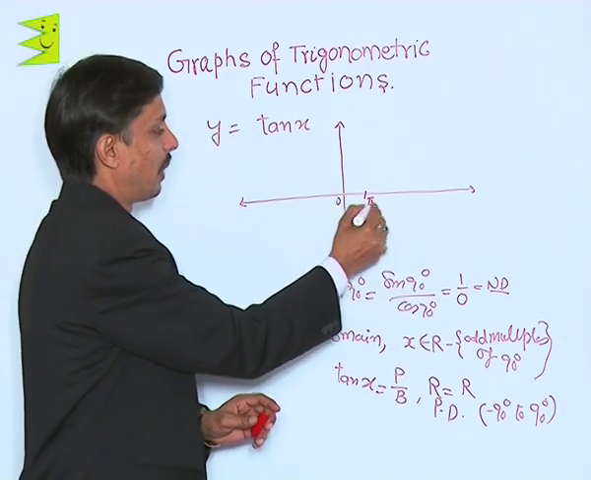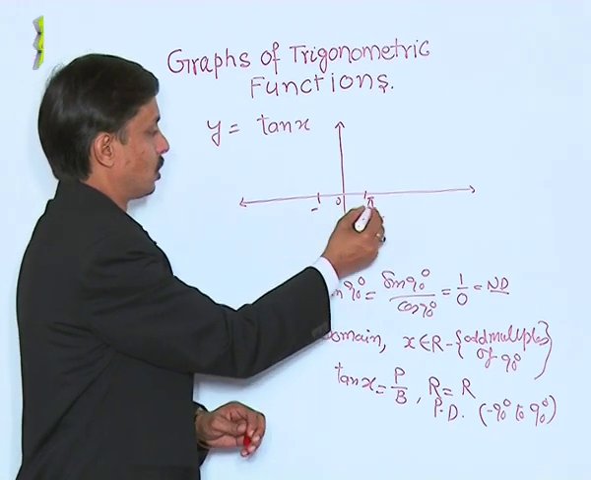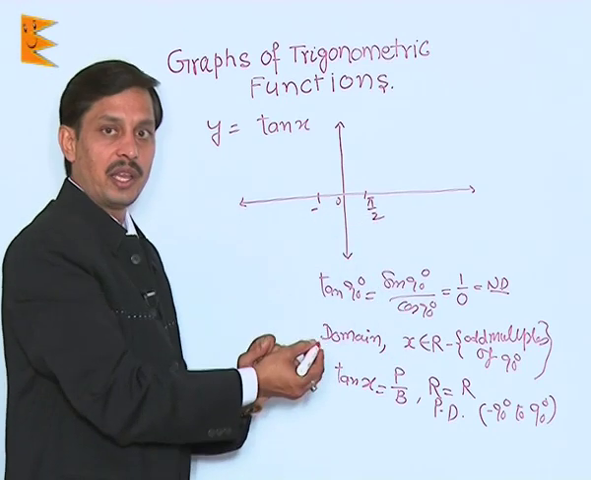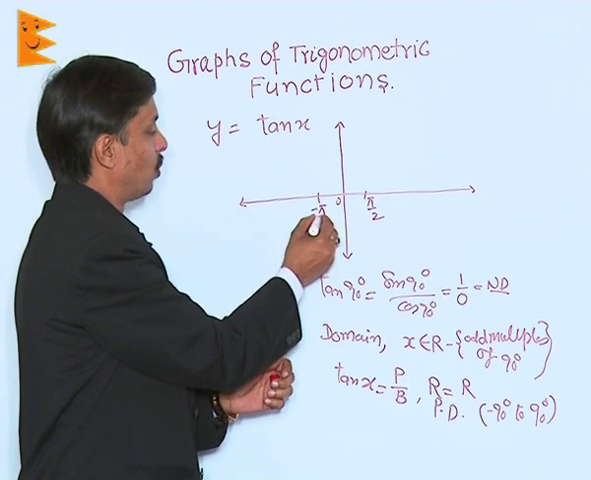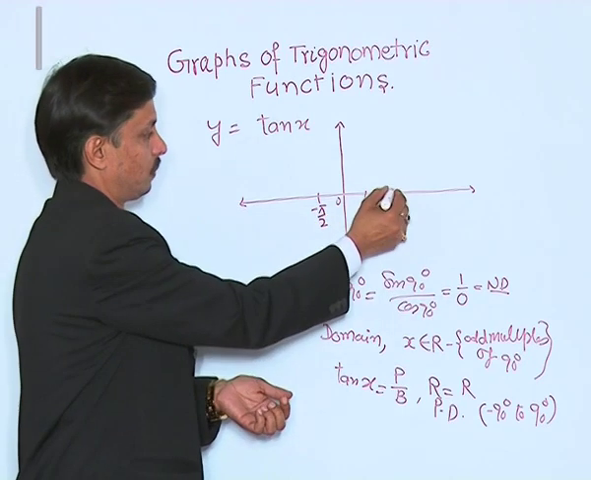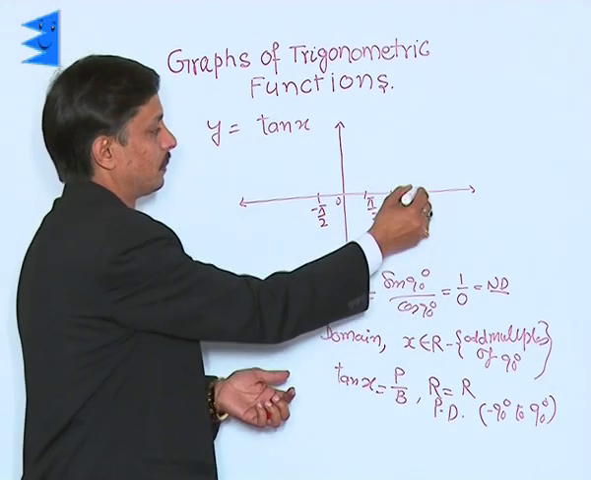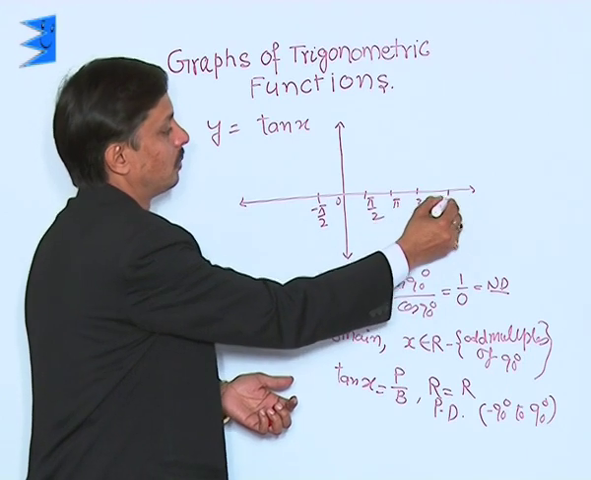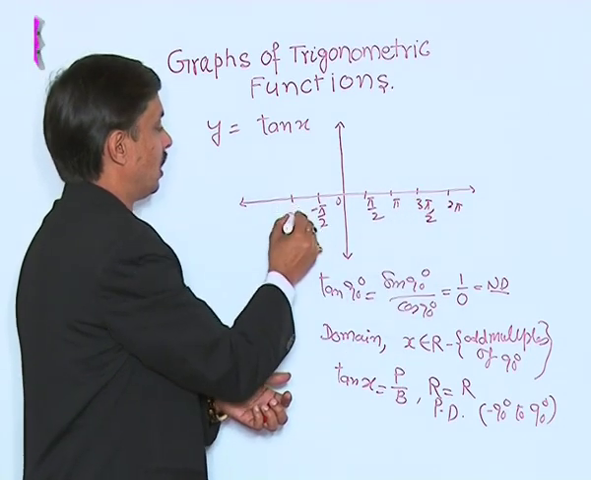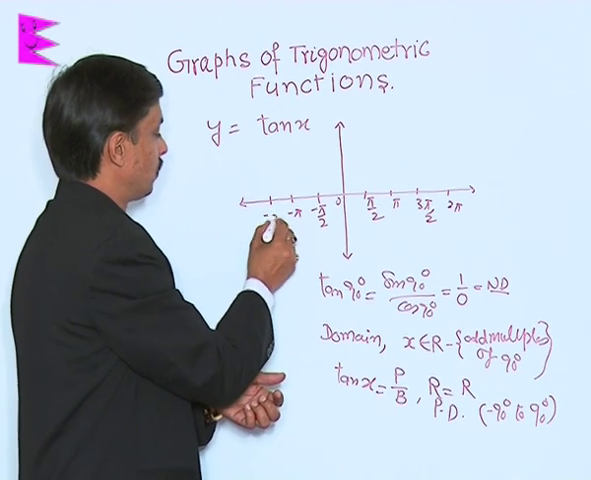To draw the graph, mark 0, then pi by 2 or 90 degrees, and minus pi by 2 or minus 90 degrees. Then we go for pi, then 3 pi by 2, then 2 pi. Similarly, we can come into the negative zone.